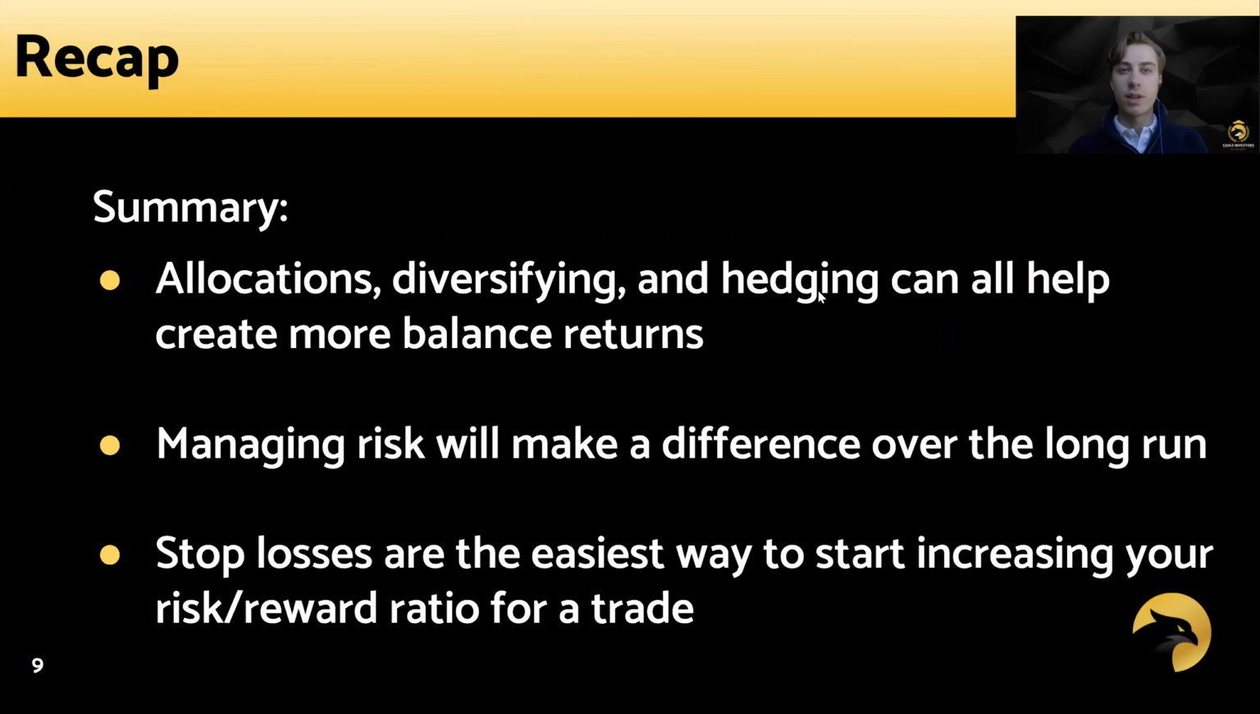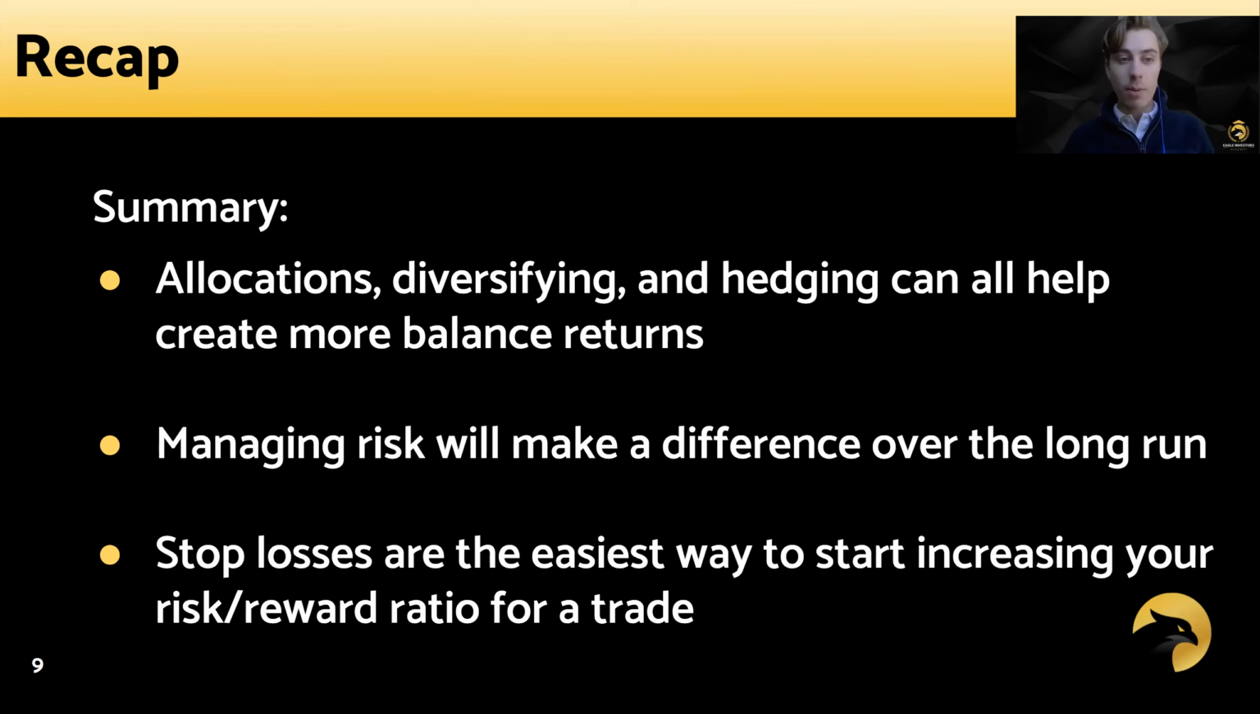So hopefully you guys were able to take away some key lessons from that. Obviously, allocation, diversifying, and hedging. There are different strategies and different ways to use each that can all help create a more balanced portfolio and balanced returns. Managing the risk will also make a huge difference over the long run, highlighted by the model that we just went over. And stop losses too are the easiest and most accessible way to start increasing your risk reward ratio for a trade and increasing your returns over a significant period of time, whilst minimizing the max drawdown on your portfolio.